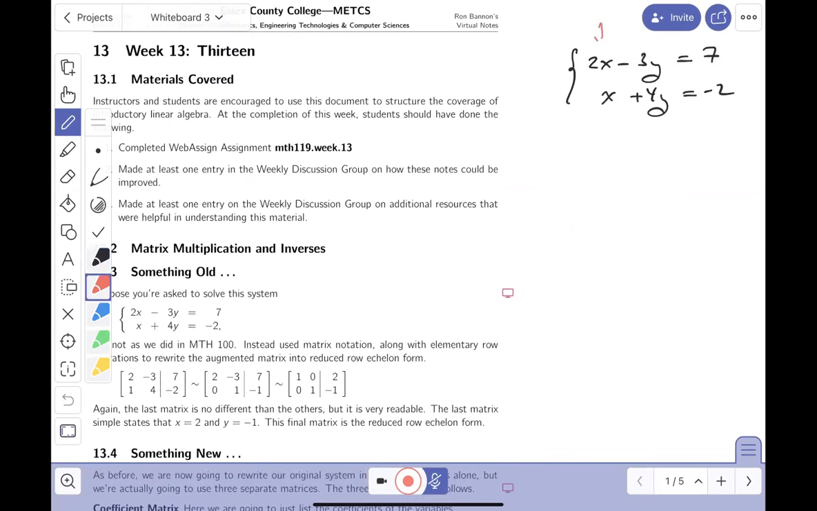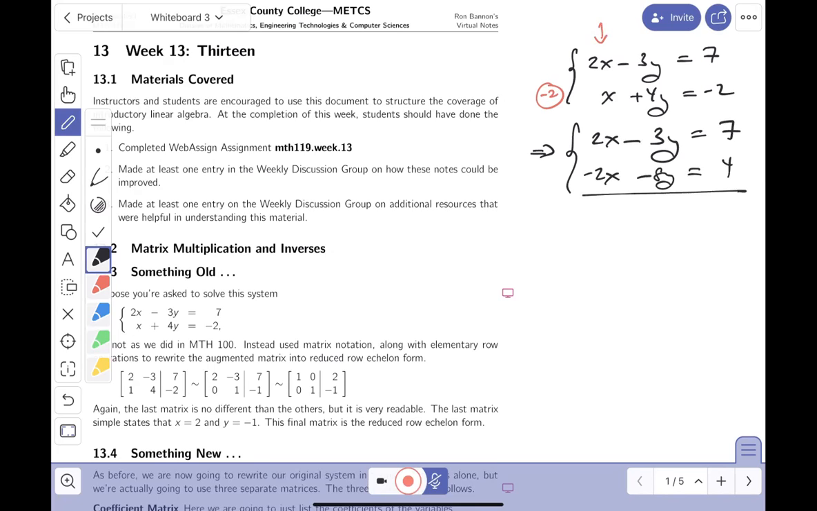I'd probably eliminate the x's by multiplying the bottom equation by minus 2. Let me go forward on that. And again, this should be somewhat familiar to you. You've done this for quite some time now. This is really a very simple technique that you learn in Math 100. Minus 2x minus 8y, and that would be 4.